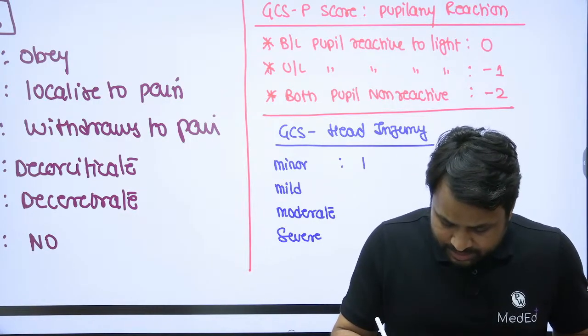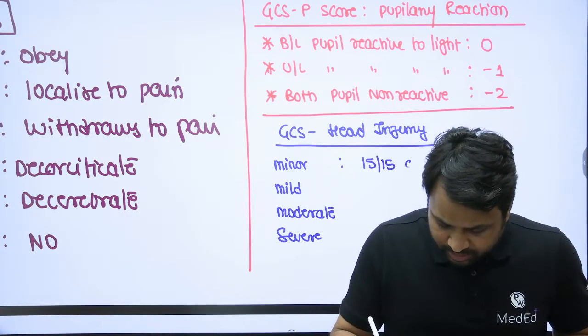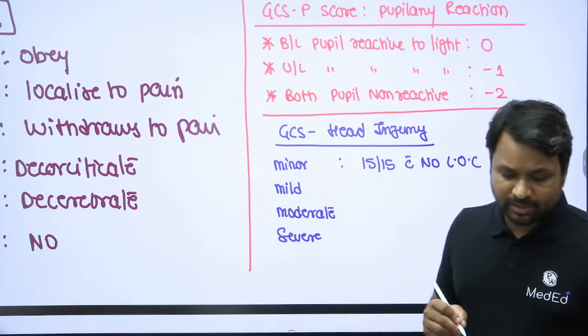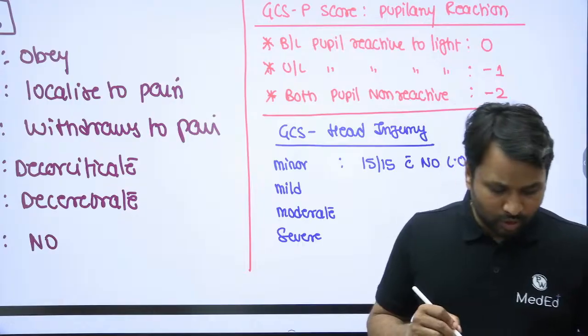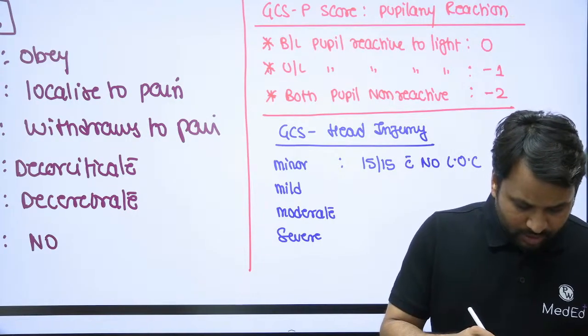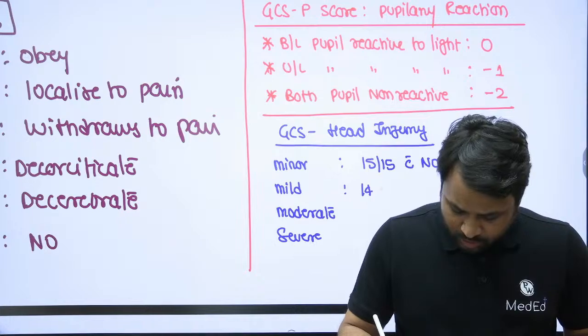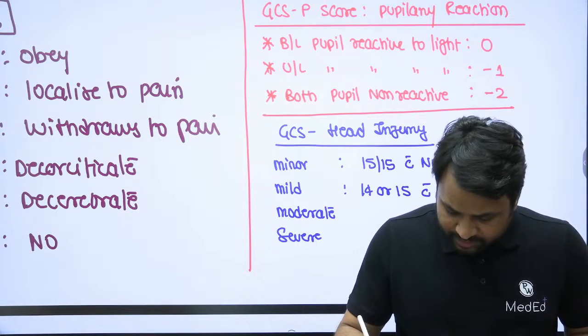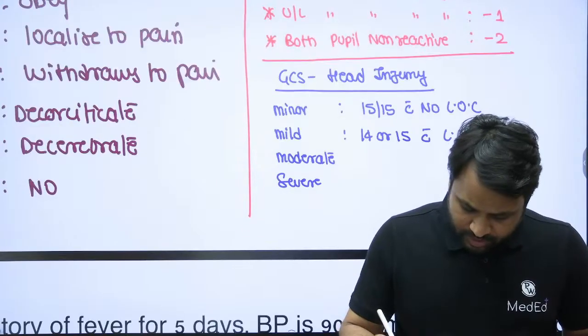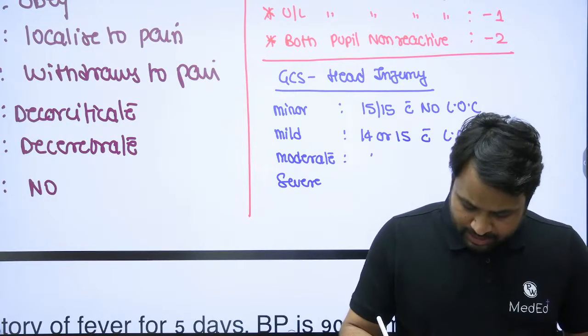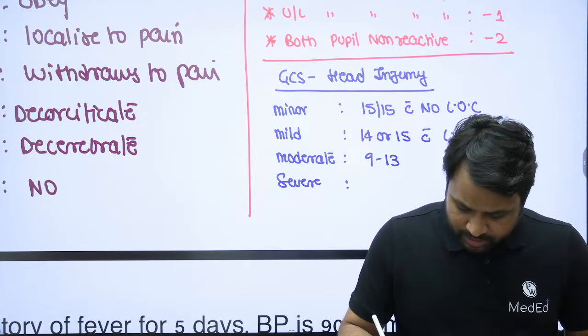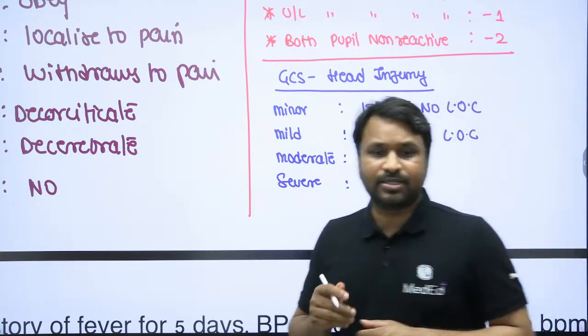Minor is going to be a GCS of 15/15 with no loss of consciousness. On the other hand, if the GCS is going to be 14 or 15 but with loss of consciousness, it is mild. If the GCS is going to be 9 to 13, it is moderate. Less than or equal to 8, it will be considered as severe.